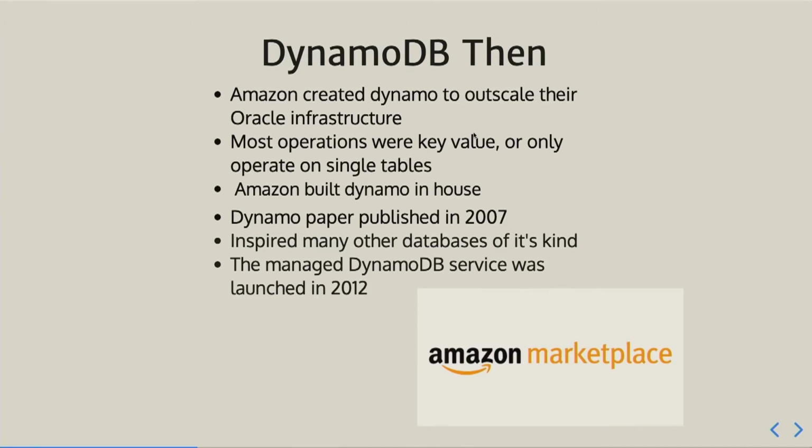And the paper had some really highly novel and influential ideas around distributed systems and NoSQL databases, and it influenced quite a few other offerings, like Cassandra from Facebook. Amazon then took that Dynamo service and wrapped it up in a managed package that they deployed on their AWS platform in 2012.